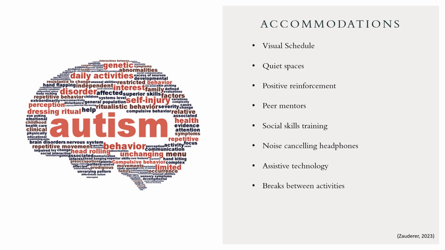Can give them mentors to help provide support and guidance, peer mentors, those that are in their class. Give them some social skill training to improve their communication and social interactions. We can allow them to have noise canceling headphones to block out distractions and noises and to help keep them focused. We could give them some assistive technology like speech to text devices or digital organizers. And then we need to make sure that we give them some breaks in between activities to help reduce anxiety.